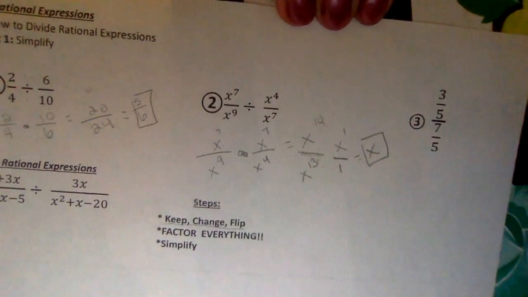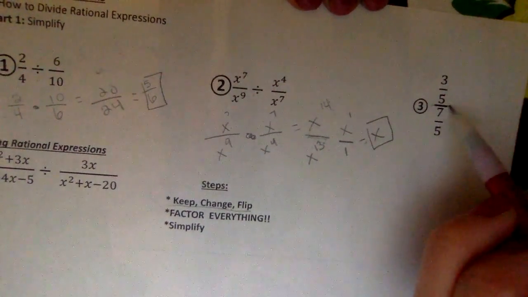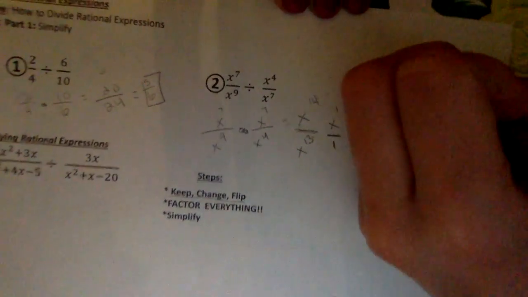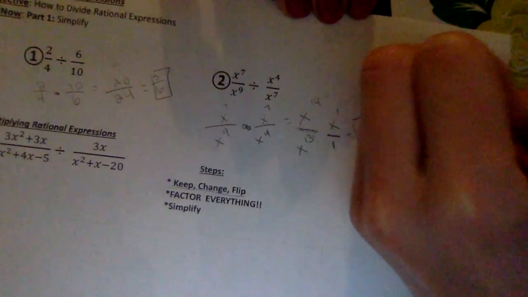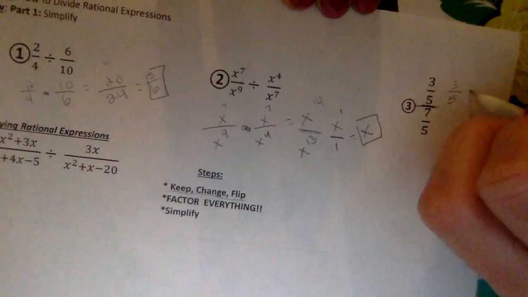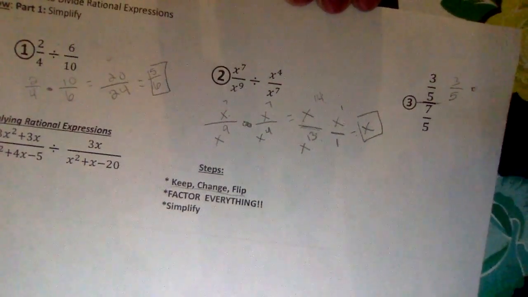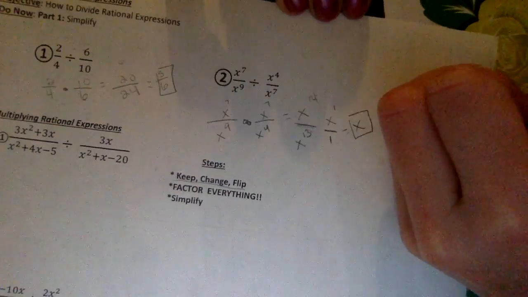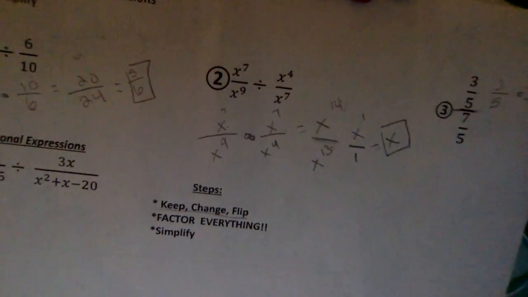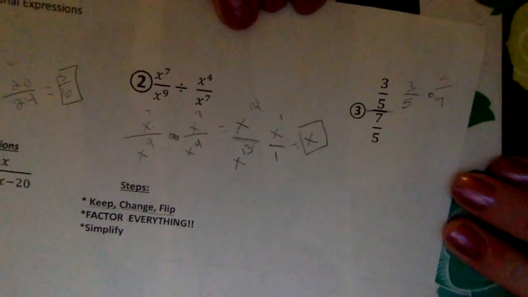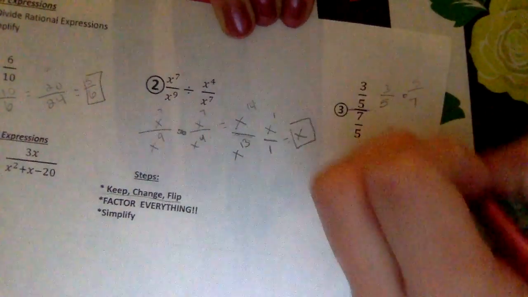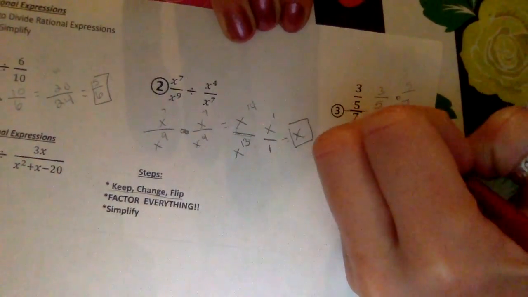Okay? So the last one is we're doing the same thing, but instead of the division sign, we have the fraction bar, which also means division. So we keep the first fraction, the 3 over 5. We're going to change from division to multiplication, and we flip the bottom. So be careful when you flip the bottom. Instead of 7 over 5, it becomes 5 over 7. Okay, multiply right across and get 15 over 35, which simplifies to 3 over 7.